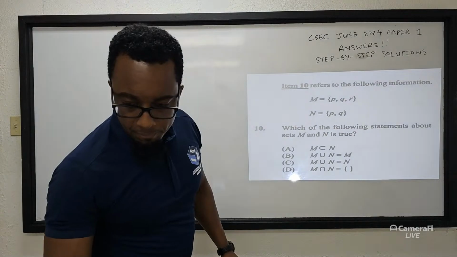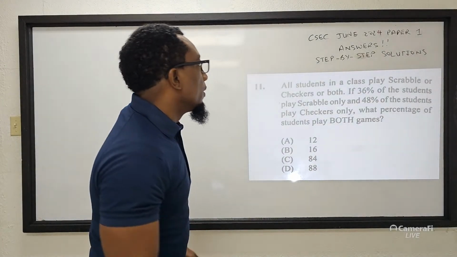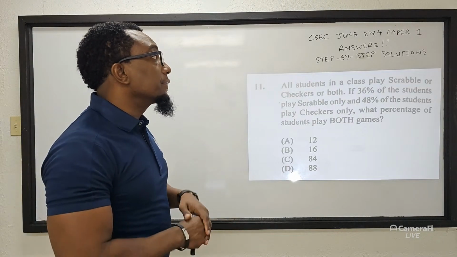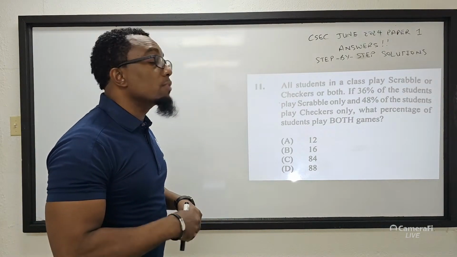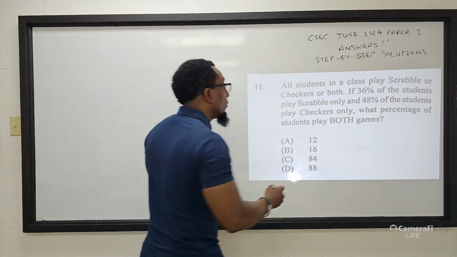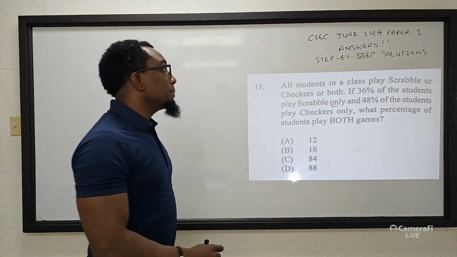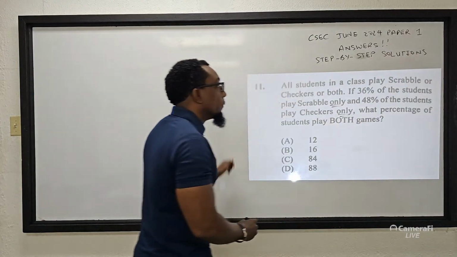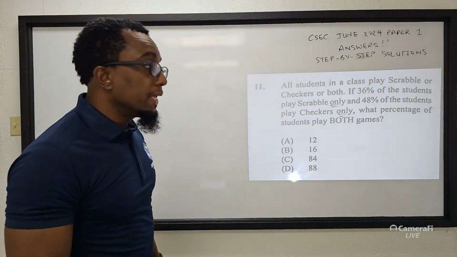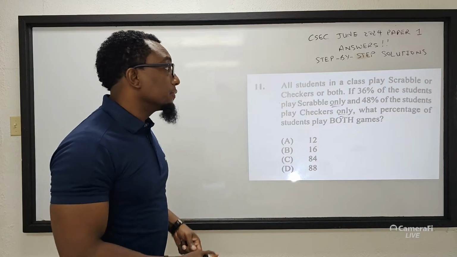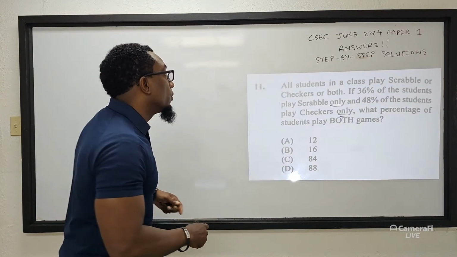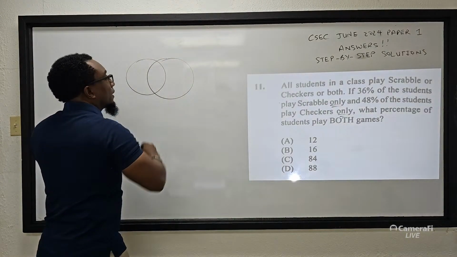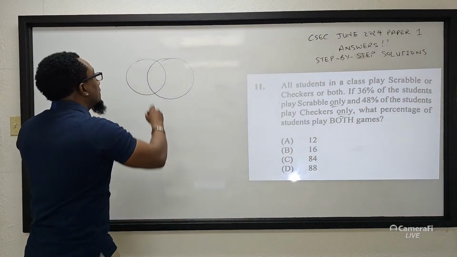Question 11. All students in a class play Scrabble or checkers or both. If 36% of the students play Scrabble only, and 48% of the students play checkers only, what percentage of students play both games? When we see the word both, it simply means intersection. So let's show a quick Venn diagram representing our two games.